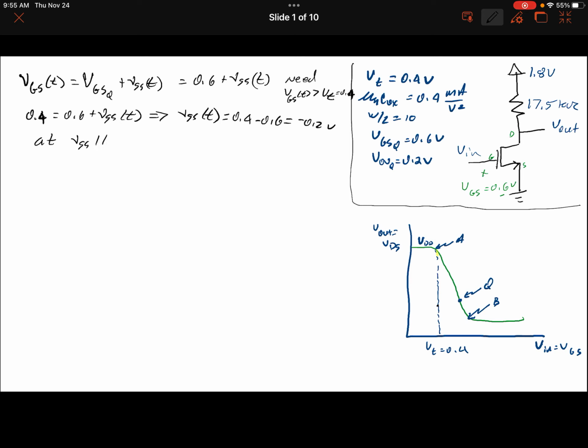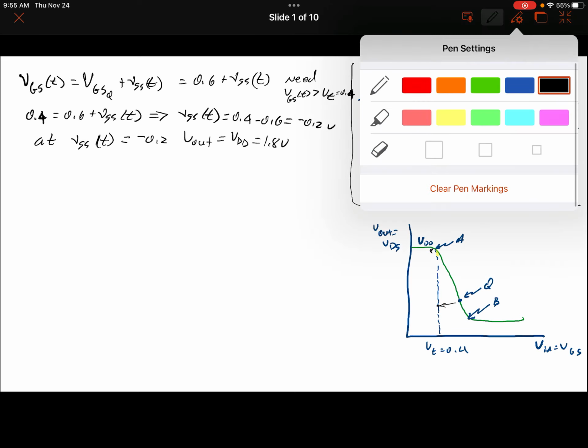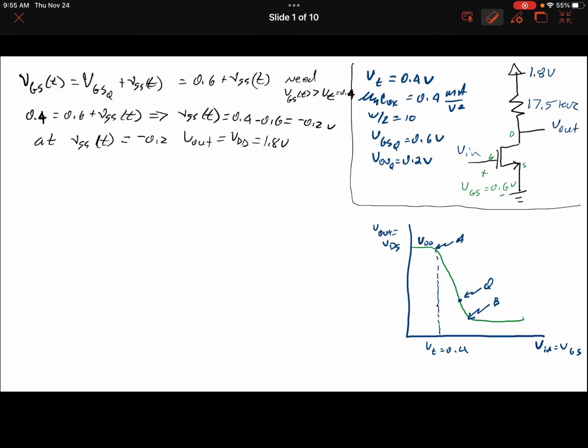At that point, where little vgs(t) is equal to minus 0.2, Vout would be equal to VDD, or 1.8 volts here, because it's the point where we've fallen. If we've gone negative 0.2, then our output is up here at VDD, because there's no current in the transistor. We don't want that. That's a disaster. But that is where it would fall into cutoff.